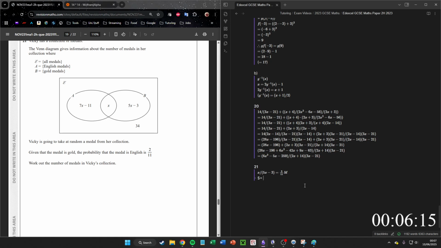Yes, I'm given that the medal is gold. No, it's not 2/11ths of all the medals. It's just 2/11ths. It's getting very confident there. I can now say that 11x is equal to 2 times 5x minus 3. I can say that 11x is equal to, therefore, 10x minus 6. I can say then that x is equal to, subtract 10x from both sides, x is equal to minus 6. That doesn't make any sense.